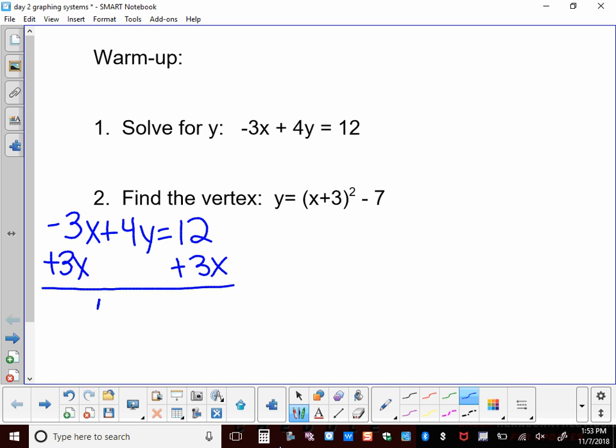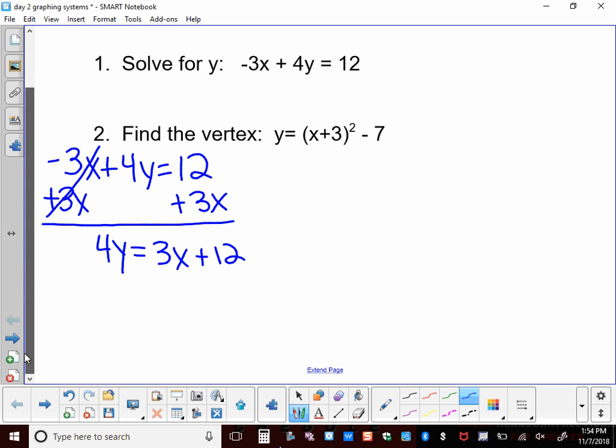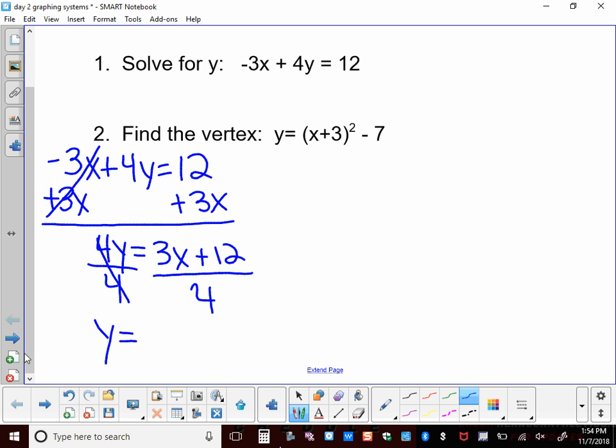So I was left with 4y equals 3x plus 12. I like putting my 3x in front. If you have 12 plus 3x, it's not wrong, it just looks a little weird. So that cancels out. And now I want to divide by 4 so I can get rid of everything, and I want y by itself. So we have y equals what? 3/4 x plus 3. Beautiful.